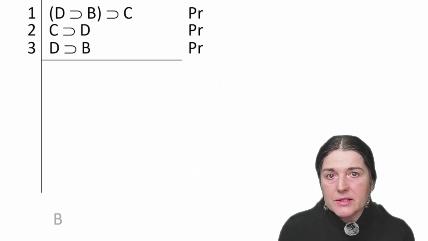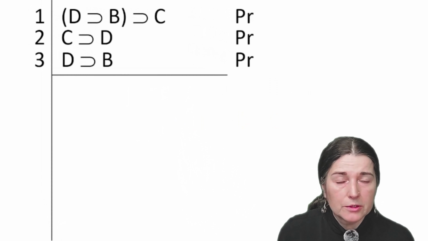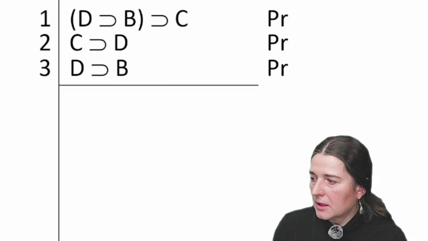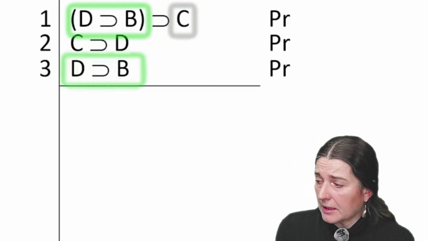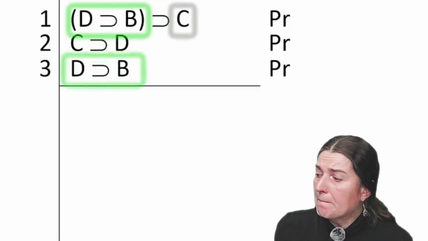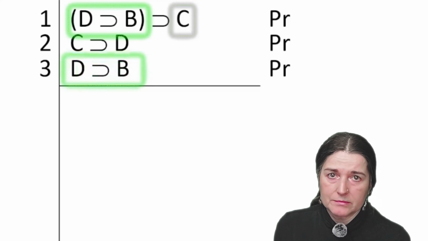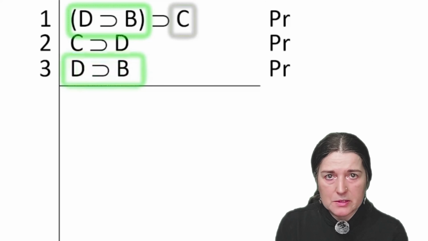You might have had some problems with this proof. Why? Well, all you have are conditionals. If you've trained your eyes sufficiently well, you'll see that actually the conditional in premise 3 matches the antecedent of the conditional in premise 1. So this is an opportunity for you to apply Modus Ponens, right?